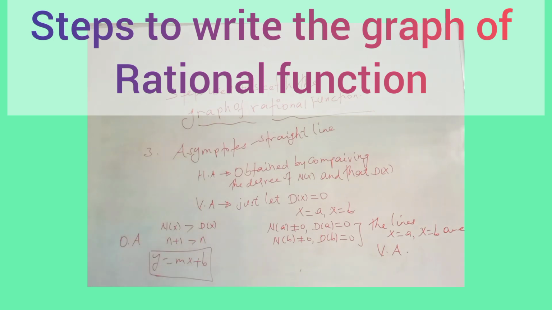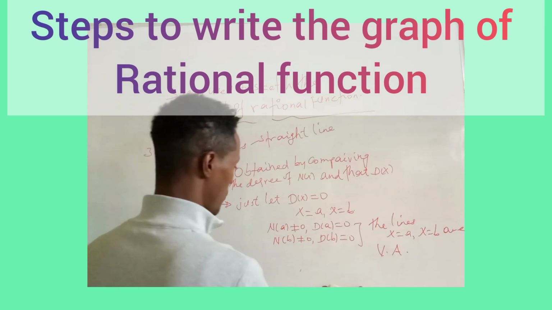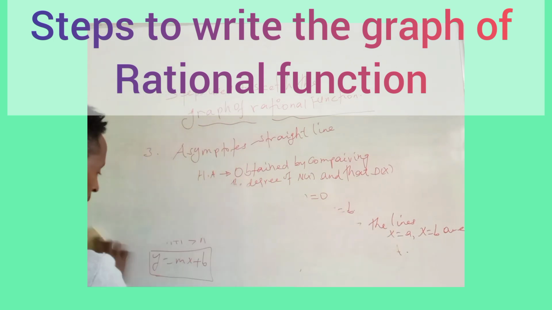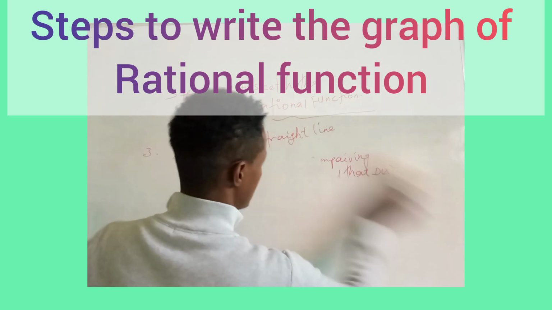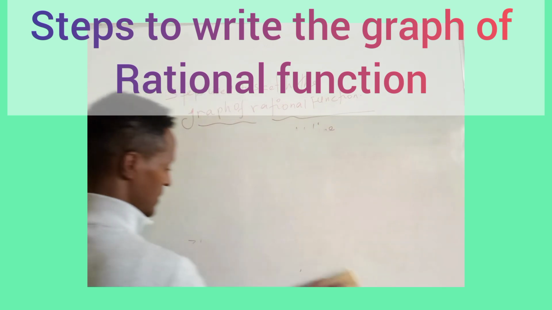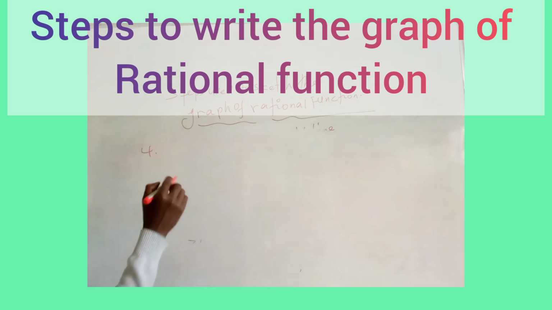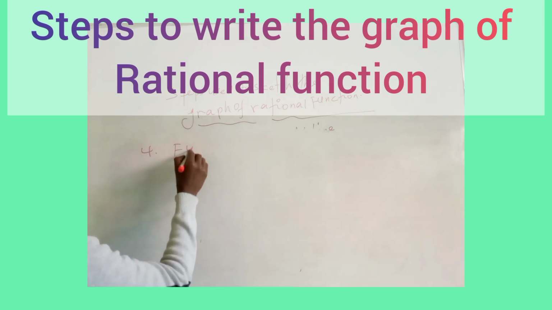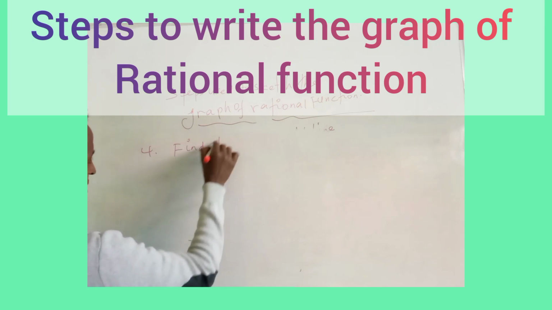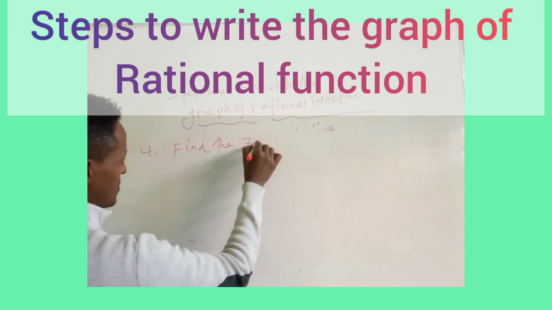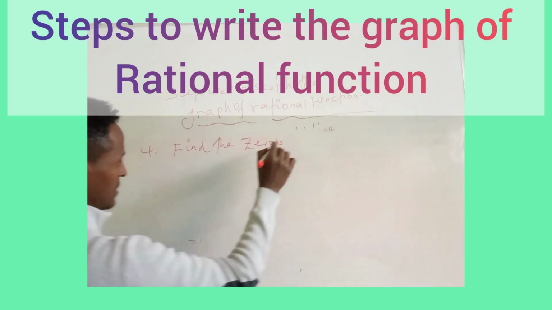So when you are asked to draw the graph of a rational function, the steps you have to go through include finding the asymptotes. We have other steps left. The fourth step is step 4: finding the zeros. You have to find the zeros of the function.